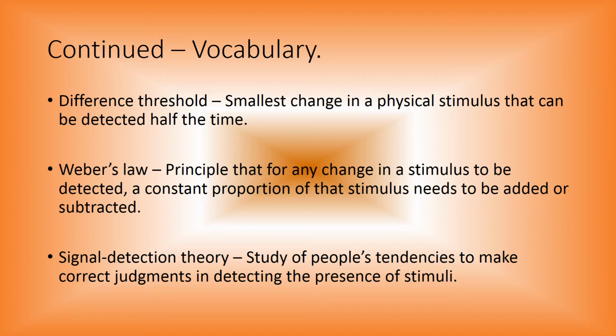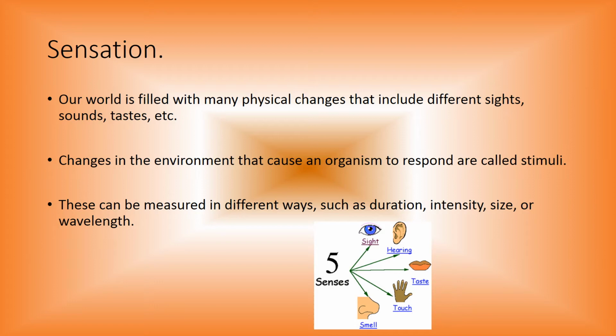All right, so sensation. Our world is filled with many physical changes that include different sights, sounds, tastes, etc. And changes in the environment that cause an organism to respond are called stimuli. Examples of stimuli could be stubbing your toe, which would cause pain, obviously. You would react to that, listening to a song on the radio, whether you like it or don't like it, and tasting something sweet or sour. So these are all changes in our environment that cause our body to react in a certain way. These can also be measured in different ways, such as duration, how long the pain lasts if you stub your toe, intensity, size, or wavelength.